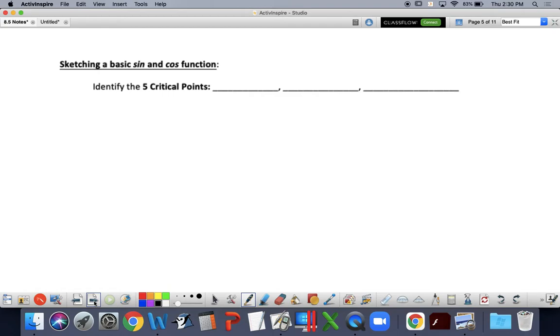Some things that we want to make sure we know before we graph is things like our maximum, our minimum, and then any kind of intercepts, right? Where's the x-intercept? Where's the y-intercept? You're going to eventually have 5 different points. And it depends, right? With cosine, you're going to have 2 maximums and 1 minimum, and then 2 x-intercepts. Whereas with sine, you're going to have 1 max, 1 min, and 3 intercepts. So that's why I say there are 5 points. It just depends on which one you're looking at.